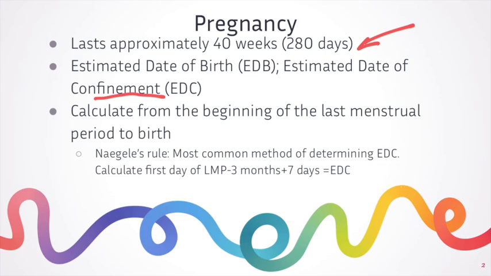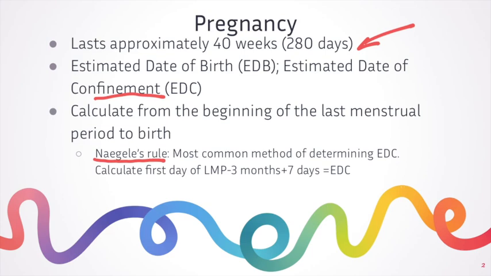So what we typically do is we calculate a pregnancy from the beginning of the client's last menstrual period to the time of birth. For example, we use something called Naegele's rule. Now, Naegele's rule has been around forever. It was on my boards when I took my boards in 1993, so that was a long time ago. So that's honestly the most common method of determining somebody's due date.